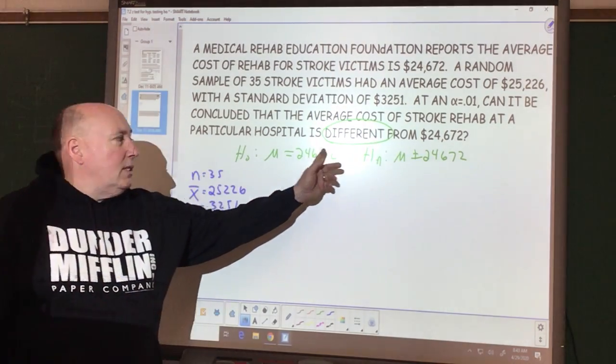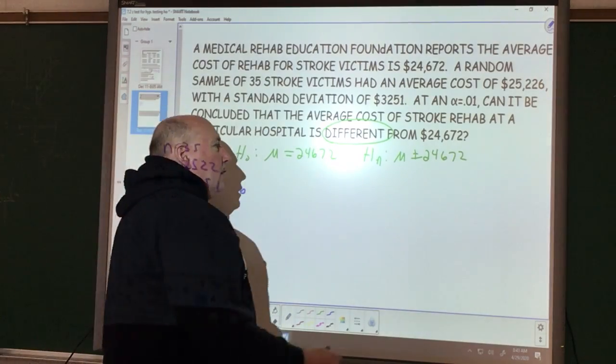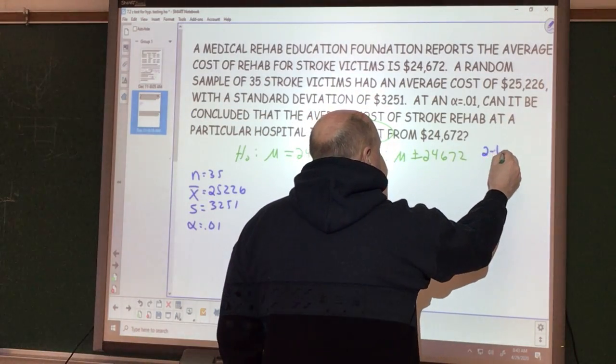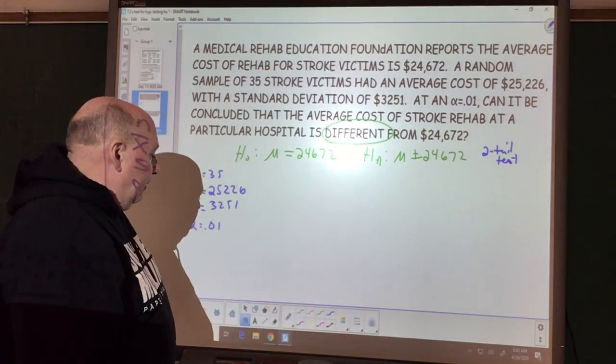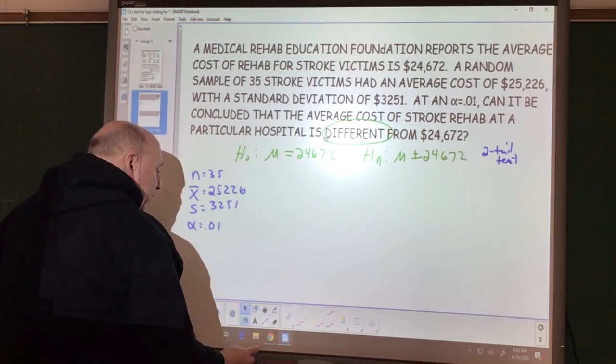Now, if we take a look, once again, we have equal to and not equal to, so this is a two-tailed test. So let's get our bell-shaped curve down.